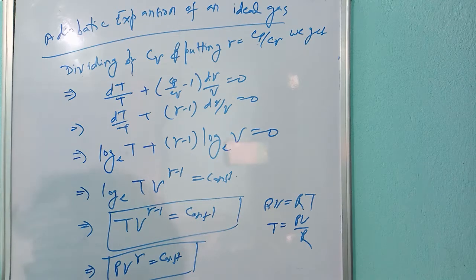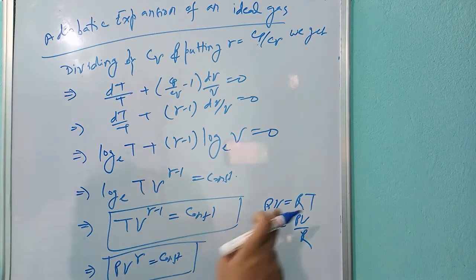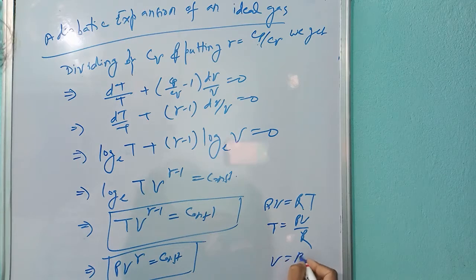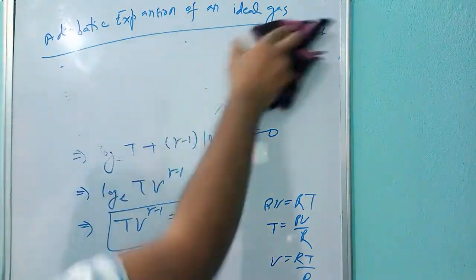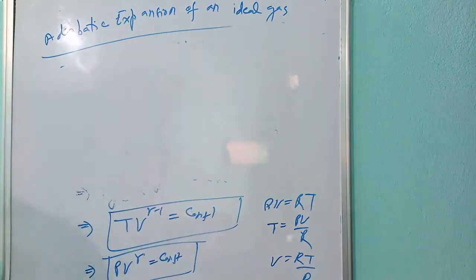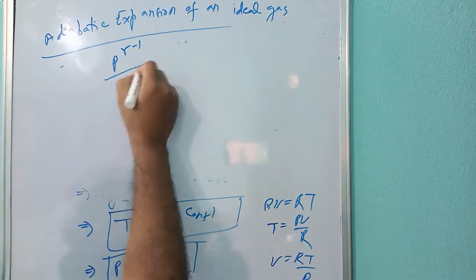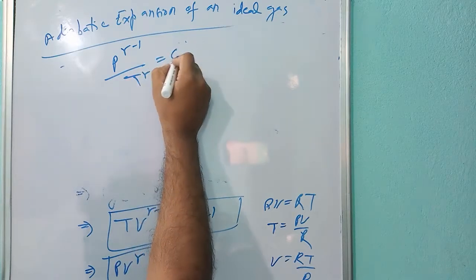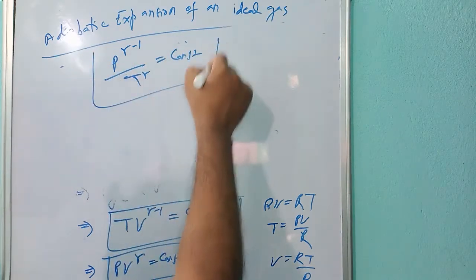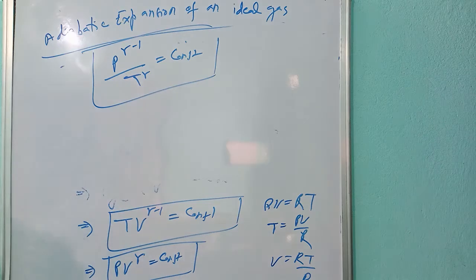Now you replace V right here, V will be equal to RT by P, then your equation will change in this form. The form will be P to the power 1 minus gamma, T to the power gamma is equal to constant. So this is another form of the equation.